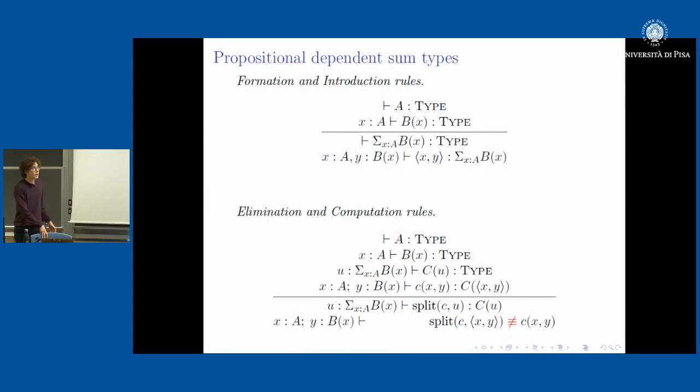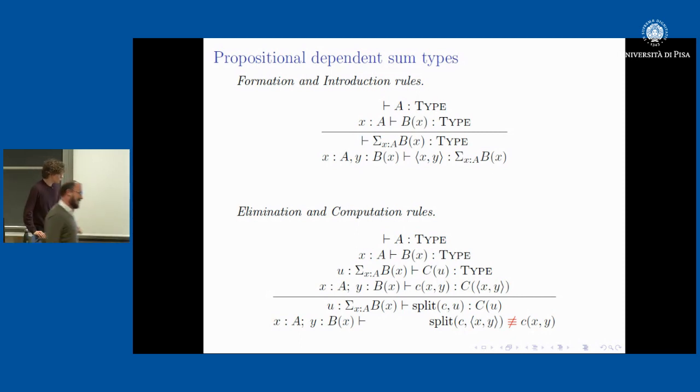In a similar flavor, we can consider the same form of weakening for propositional dependent sum types. Here I guess you do not see the last line, but anyway, no worries.